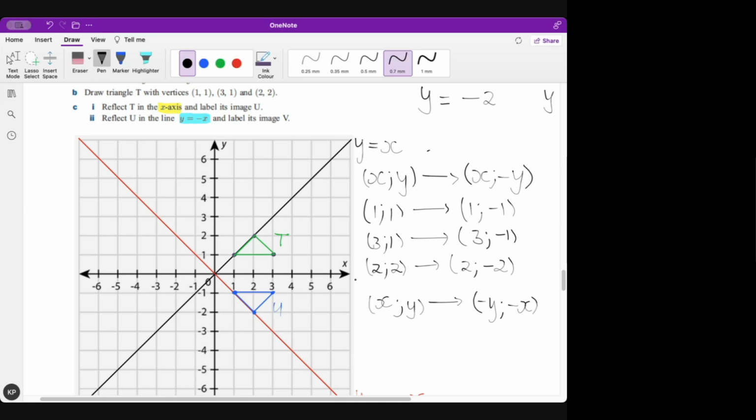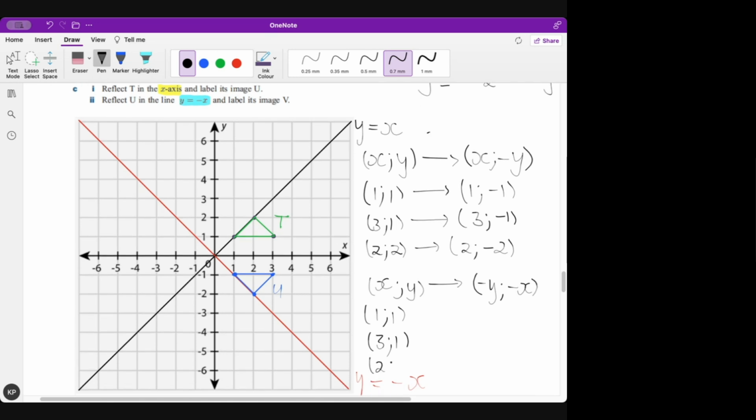Let's practice. Okay, so I'm starting off. Let me first write all the coordinates: 1, 1, 3, 1, and 2, 2. Great. So first we swap. Okay, 1, 1, but we swap them, and then we change the signs. So what are my new coordinates going to be? Both of them have to change signs. Nice, Seth. Negative 1 and negative 1.